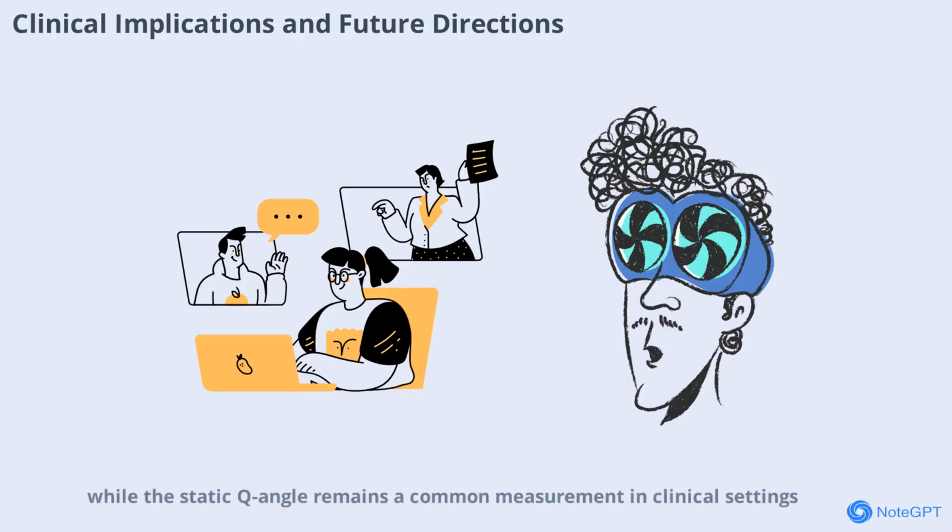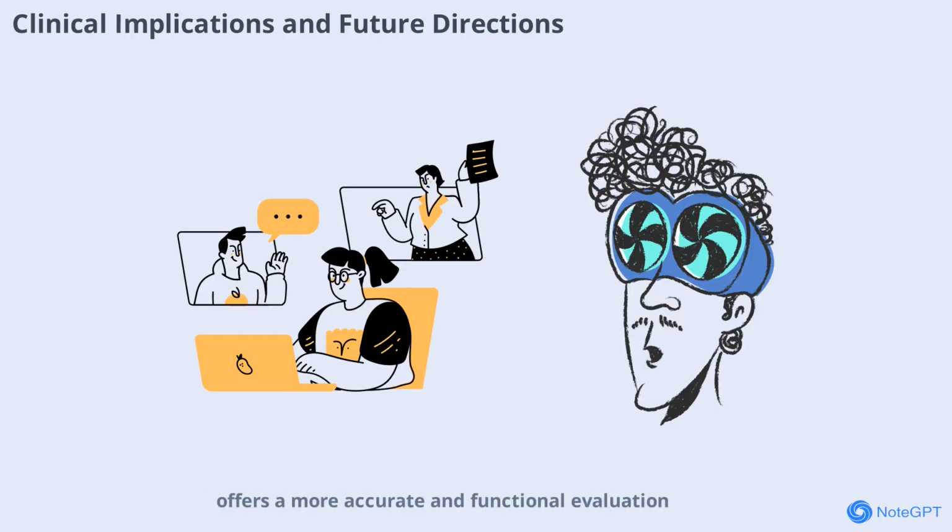Summary: while the static Q-angle remains a common measurement in clinical settings, its limitations have become increasingly apparent. It does not reliably predict knee injuries or reflect the true biomechanics of the lower limb during activity. The dynamic Q-angle, particularly through the assessment of dynamic knee valgus, offers a more accurate and functional evaluation of knee alignment and risk factors for injury.